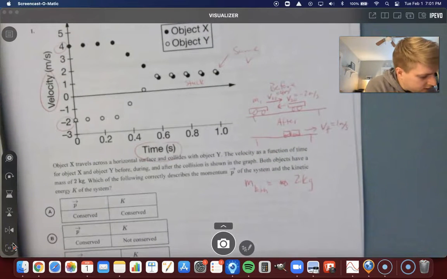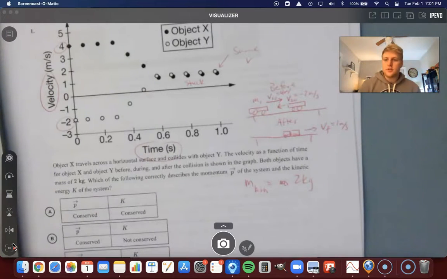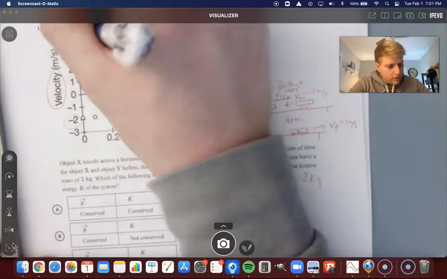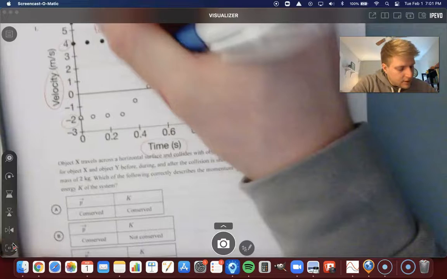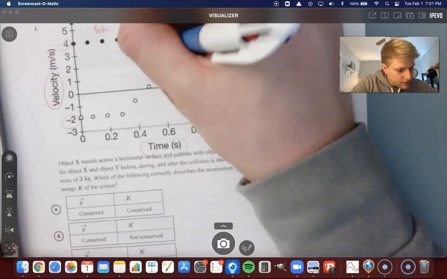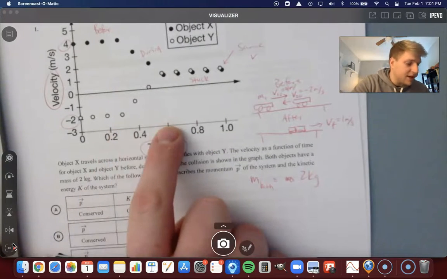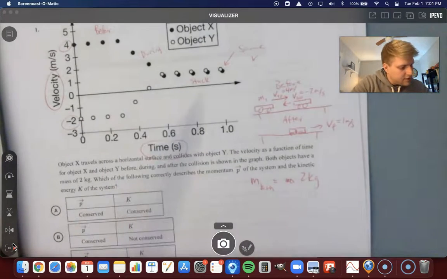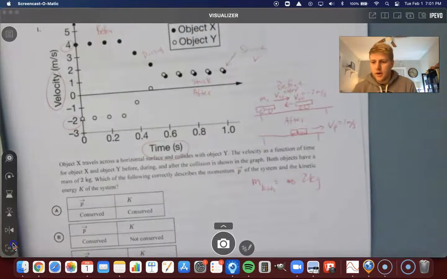So the next situation says, velocity is a function of time for object X and Y before, during, and after the collision shown in the graph. Okay, let's make sure we're clear on that. So this looks like it's before. This curvy bit looks like it's during the collision. So the collision lasted from about 0.3 of a second to about 0.6 of a second. That's interesting. We don't need to know that here, but it's good to note. And then this part where they're stuck, that's the after bit. All right, let's keep going.